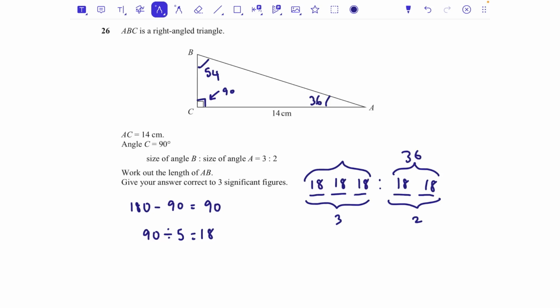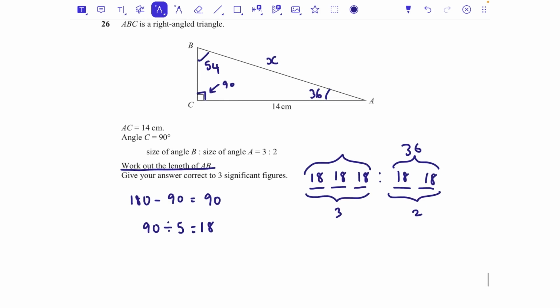Give your answer correct to three significant figures, work out the length of AB. So we want to work out this side here. Now this is going to be a SOHCAHTOA question. We want a side. We know one other side, and we've got some angles that are involved. Now it doesn't matter whether you pick 54 or 36, but that's going to affect whether you're talking about the opposite or the adjacent or the hypotenuse or things like that. So I'm just going to pick 36. And then I'm going to work out all my sides relative to 36.